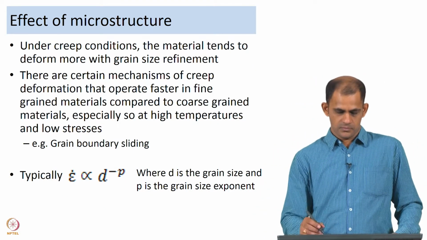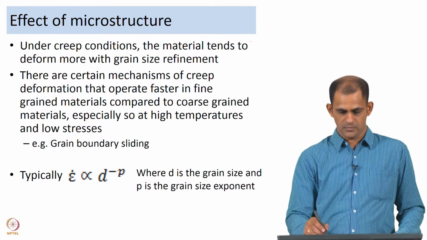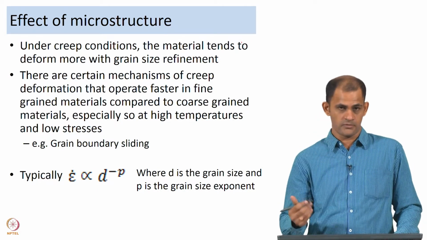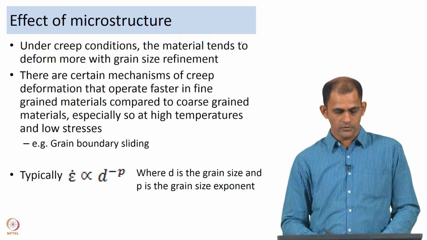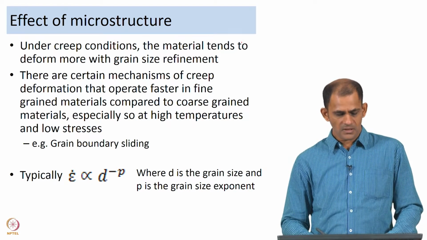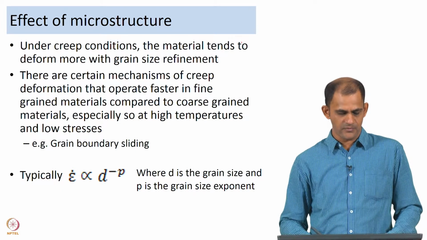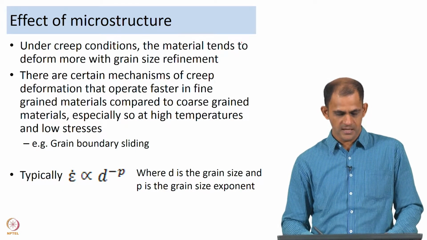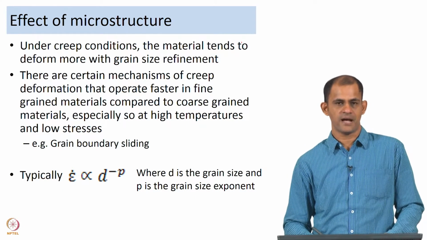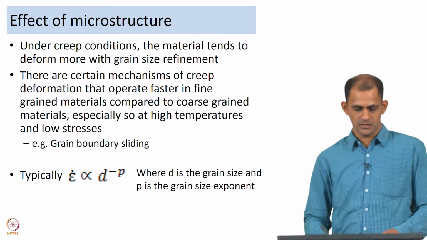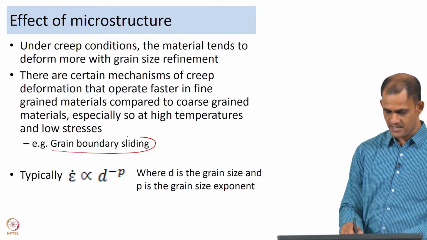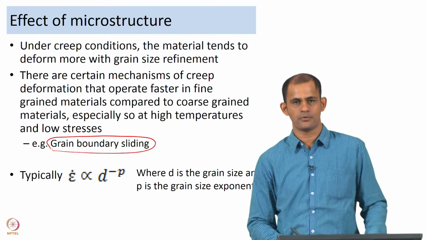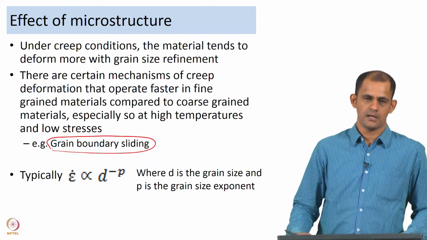So, a summary of what I spoke. Under creep conditions, the material tends to deform more with grain size refinement. Of course, there are certain mechanisms of creep deformation that operate faster in fine grain materials compared to coarse grain materials, especially so at high temperatures and low stresses. One of the examples is grain boundary sliding. This is a mechanism of creep, and we are going to talk about this mechanism of creep in the coming portions.